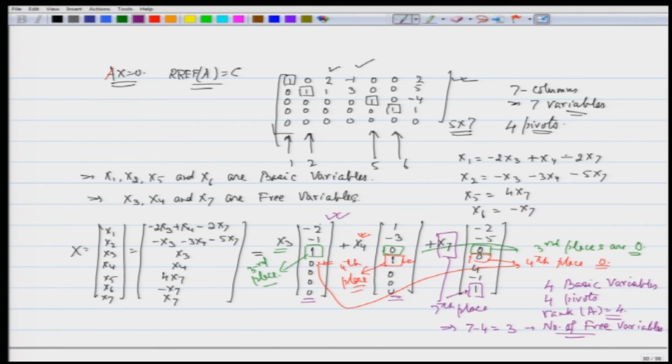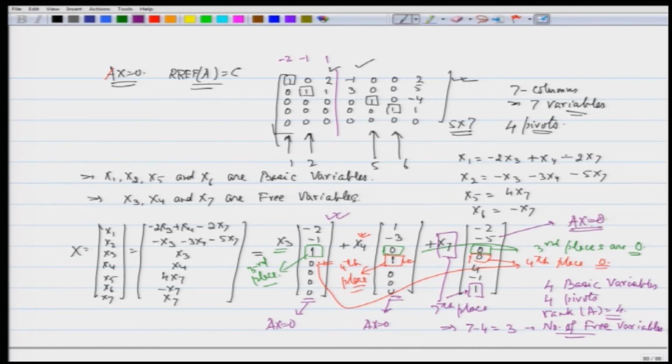So, what I am saying is, just look at minus 2 times the first column, minus 1 times the second column, plus 1 times the third column. Just add these 3: minus 2 plus 2 is 0, minus 2 plus 2 is 0, minus 1 plus 1 is 0. So, you get a solution of Ax is equal to 0. Similarly, verify that this is also a solution of Ax is equal to 0 and this is also a solution of Ax is equal to 0.